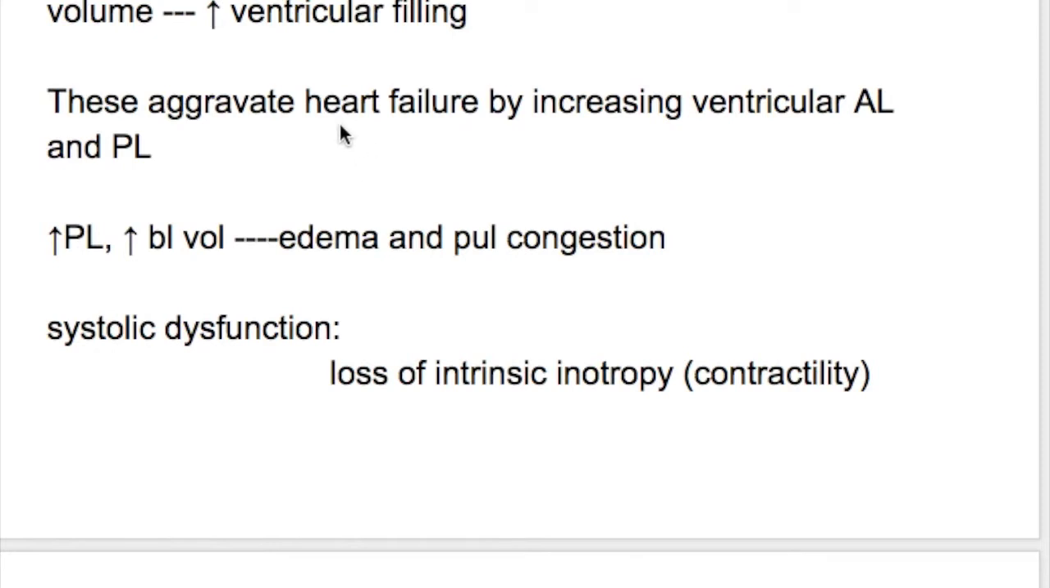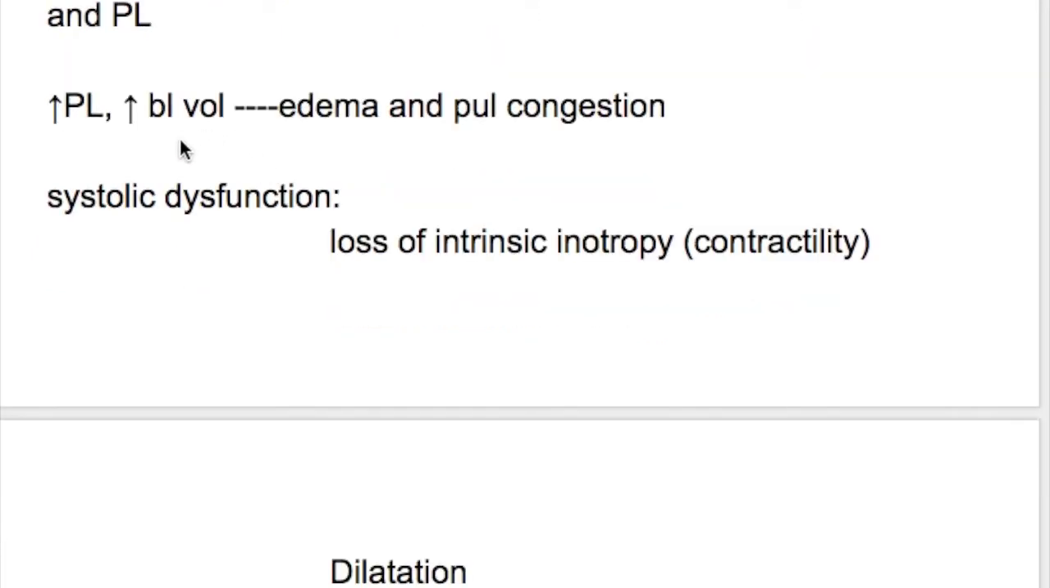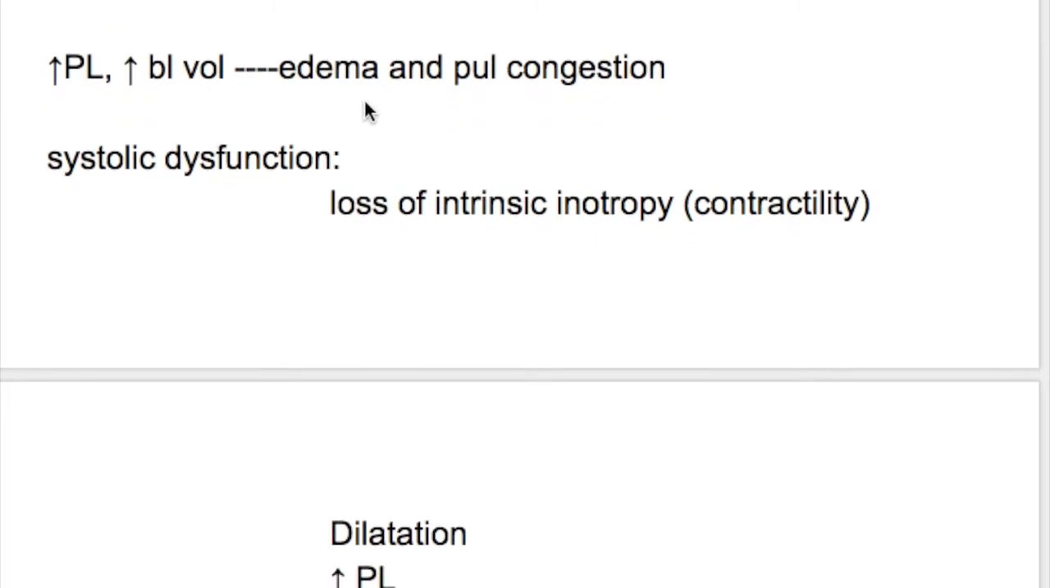So the arterial constriction leads to increase in afterload, and venoconstriction leads to increase in preload. What happens when there is increase in preload and increase in blood volume? There is edema and pulmonary congestion.